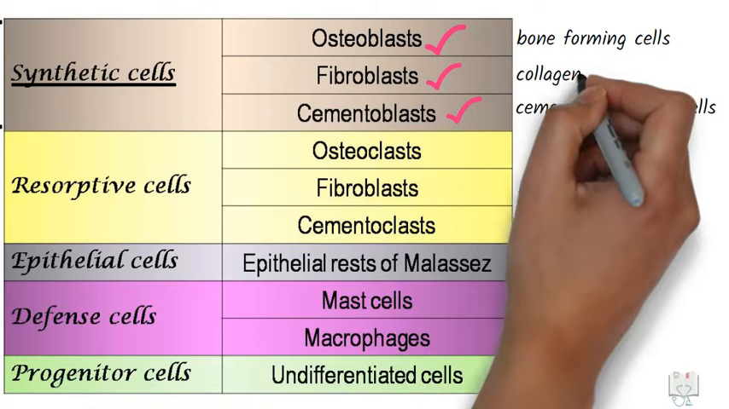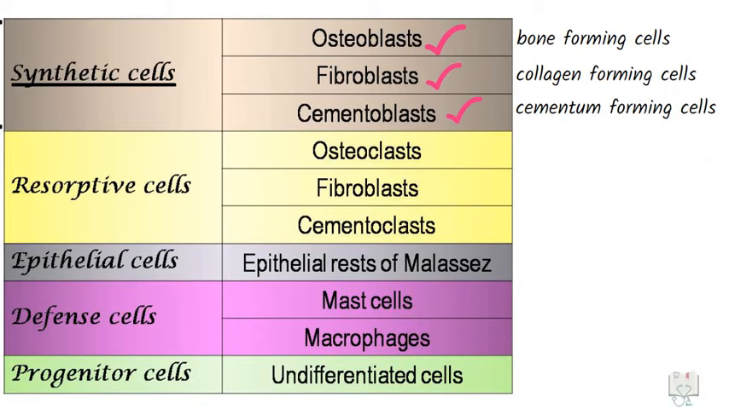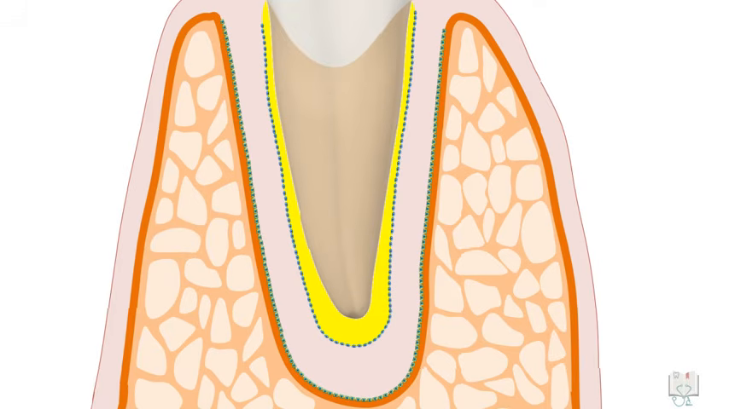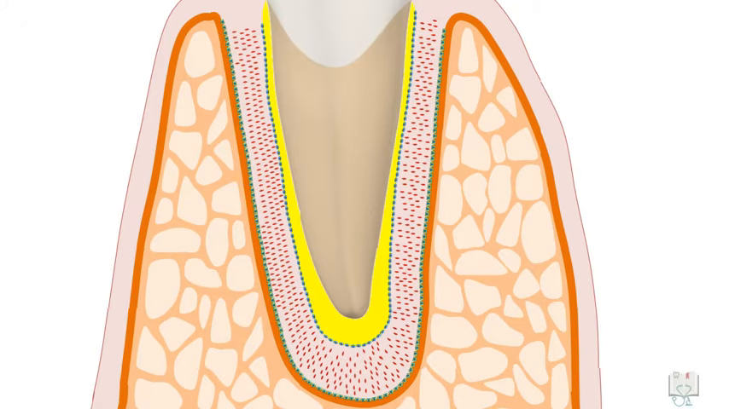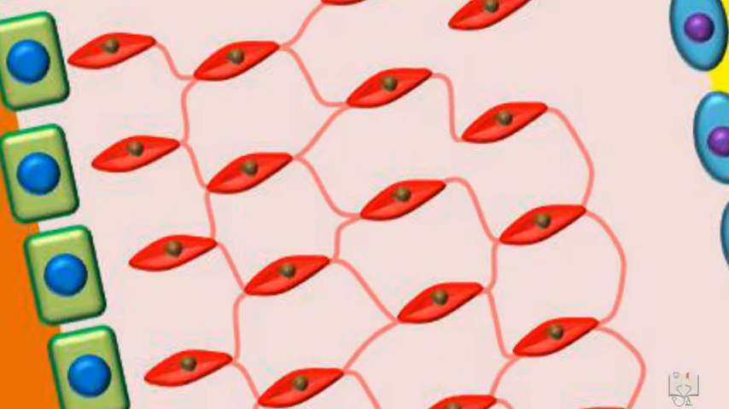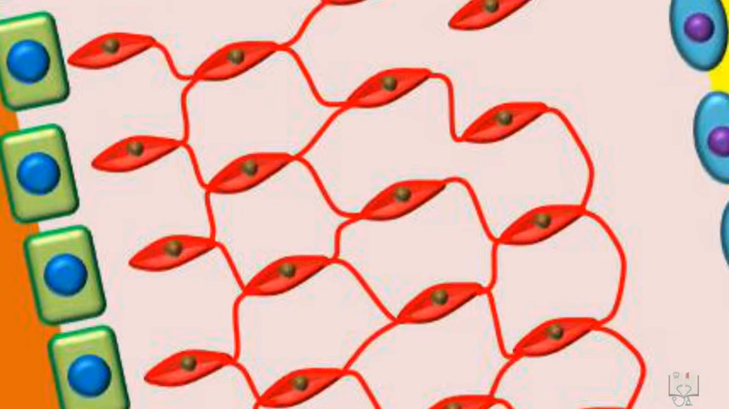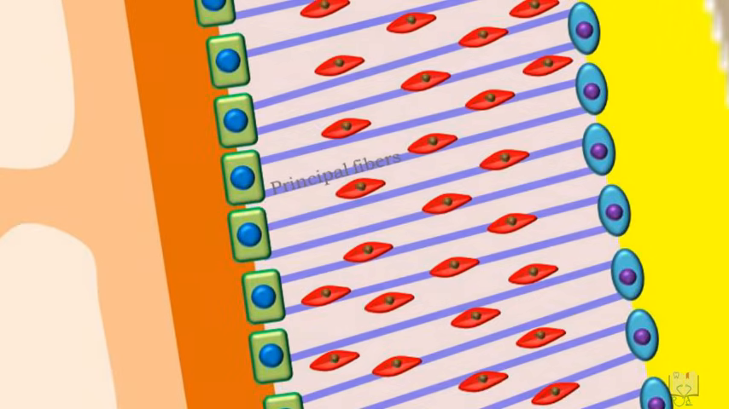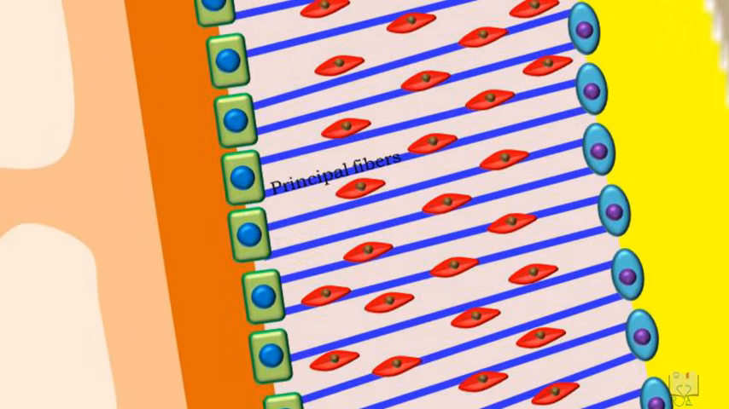Fibroblasts. Fibroblasts are cells which synthesize collagen for periodontal ligament. In the periodontal ligament, they are uniformly distributed and are the predominant cells. They are in contact with each other through cytoplasmic extensions. They are mostly fusiform in shape with their long axis parallel to the principal fibers of periodontal ligament.